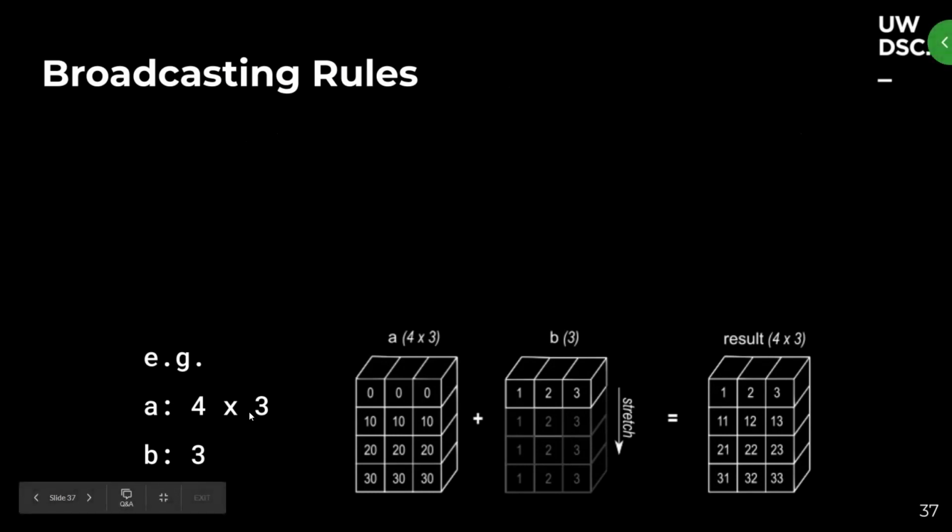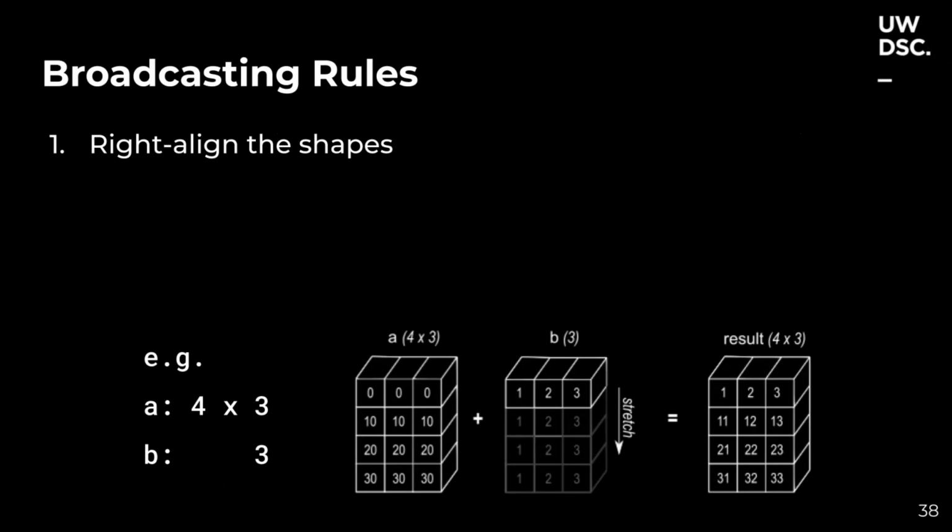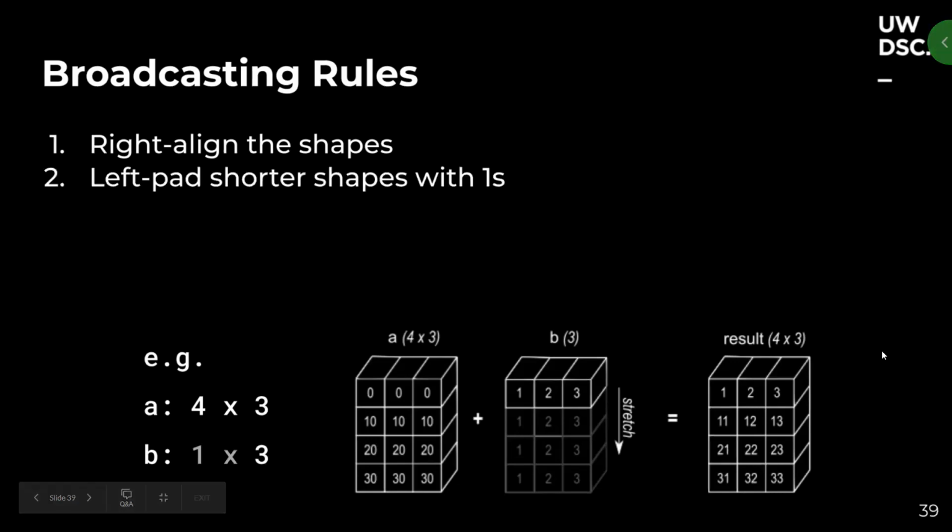So here I have the shape of A, which is 4 by 3, and I also have the shape of B, which is just 3. The first thing that broadcasting does is it right-aligns the shapes. We're going to line up the shapes along the right, exactly as the name implies. And so we have 4 by 3 and 3 still. The second thing we're going to do is left pad the shorter shapes with 1s. Here, for example, B is the shorter, obviously it has fewer dimensions, so we're going to left pad this with a 1. And so now A and B pretend to have the same number of axes.